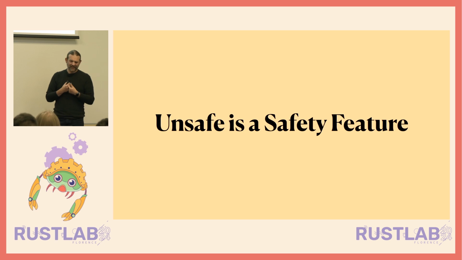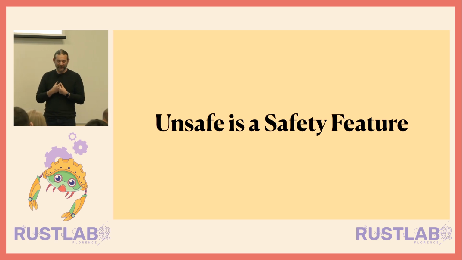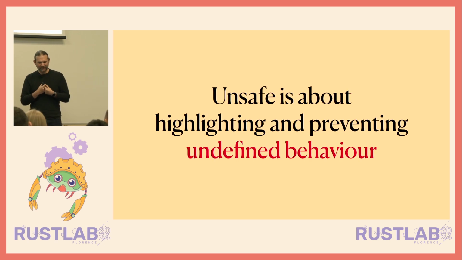And as such, I would think that unsafe is actually a safety feature. It makes finding those things much, much easier. And if something goes wrong, you know where to look. Unsafe Rust is not about giving you all the freedom that you have with C and C++. It's about highlighting and preventing undefined behavior. It gives you a little bit more responsibility for your code, so Rust can ensure that the rest works as intended.